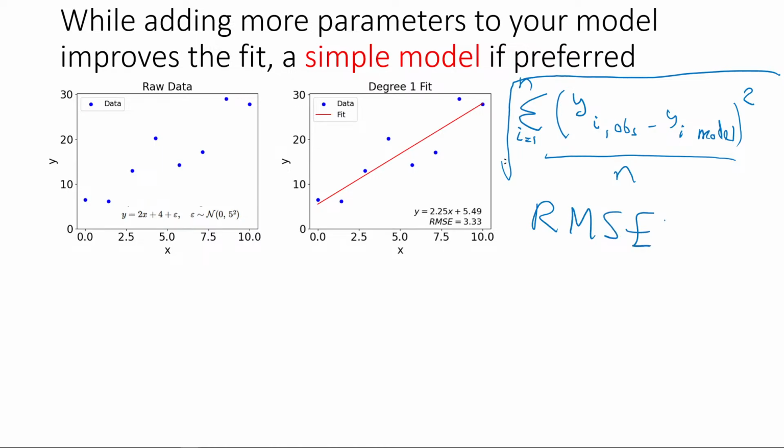So the error is this part, the square is this part, the mean is this part: you take the mean of all the squared errors and then you take the root at the end. That's why it's called root mean square error.